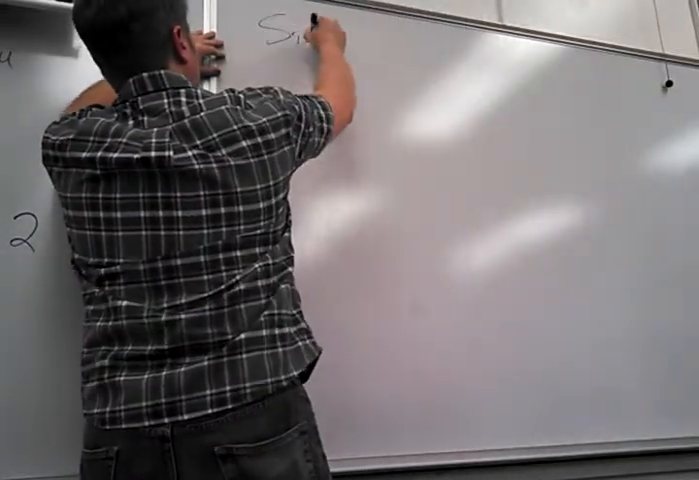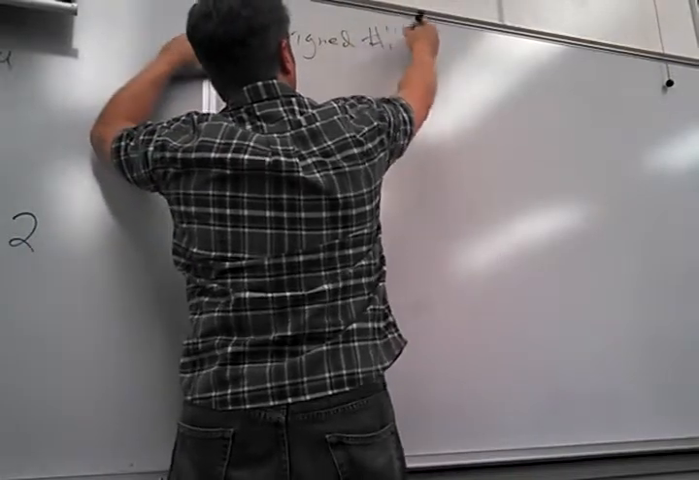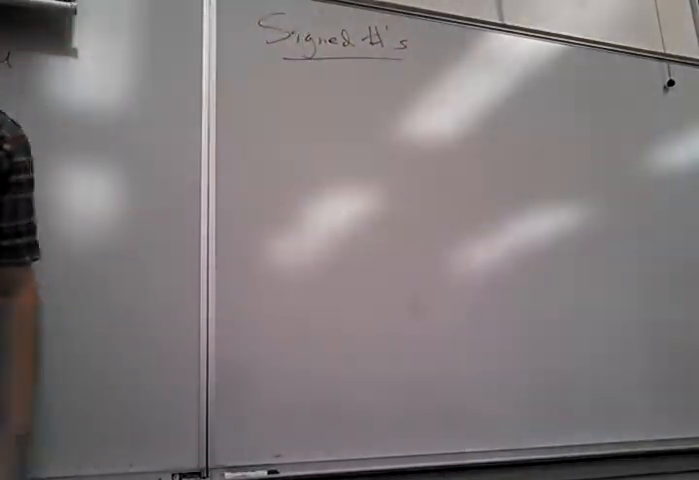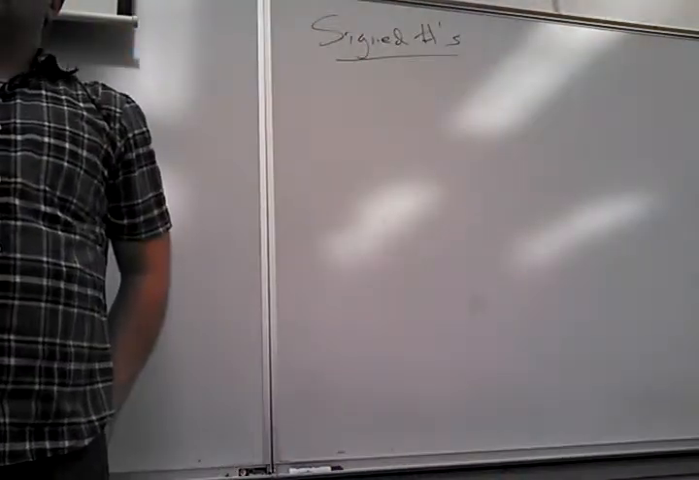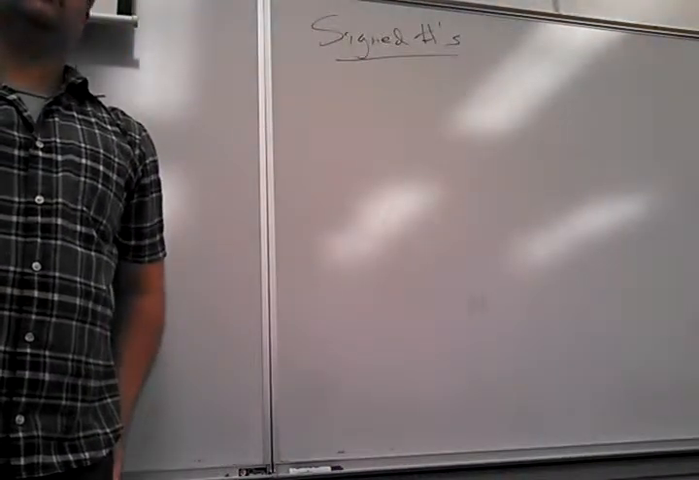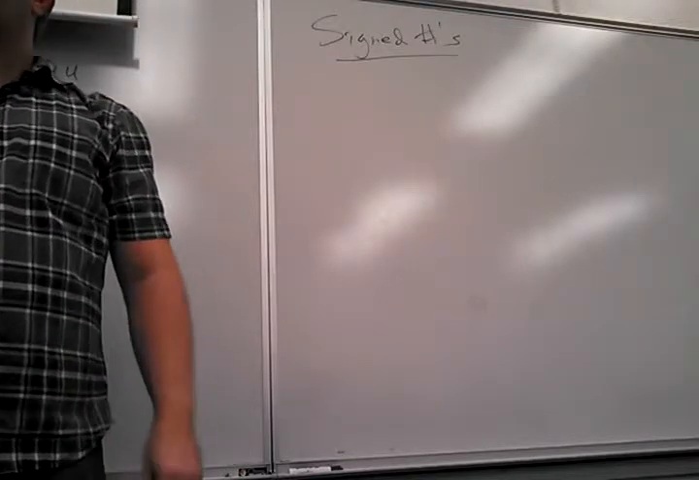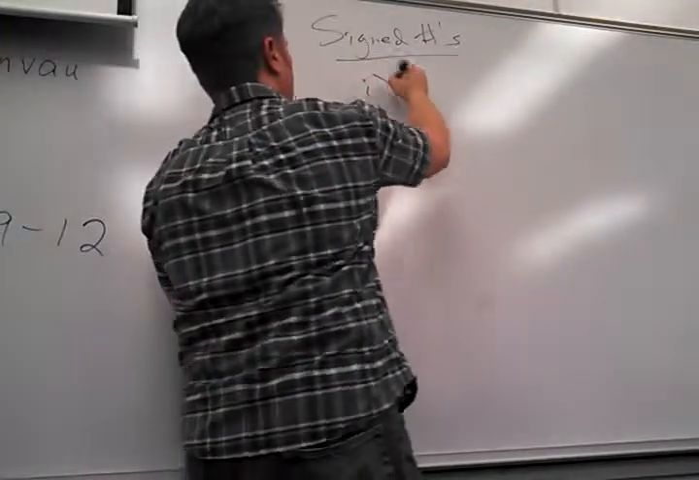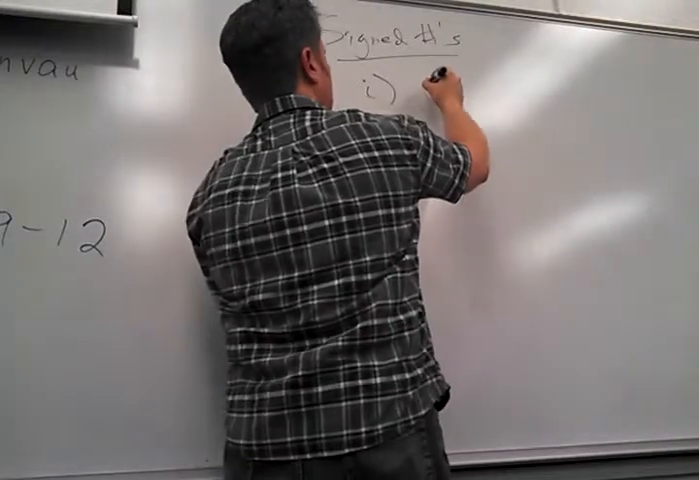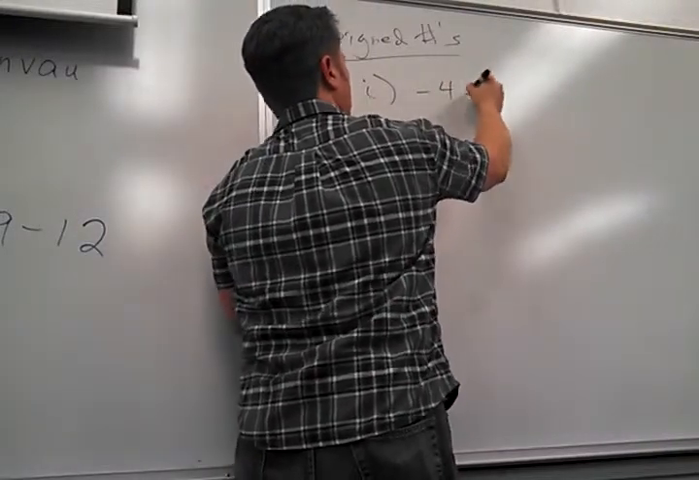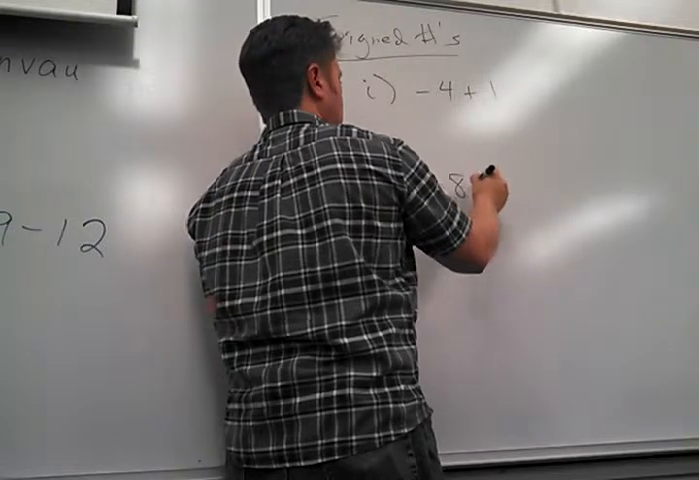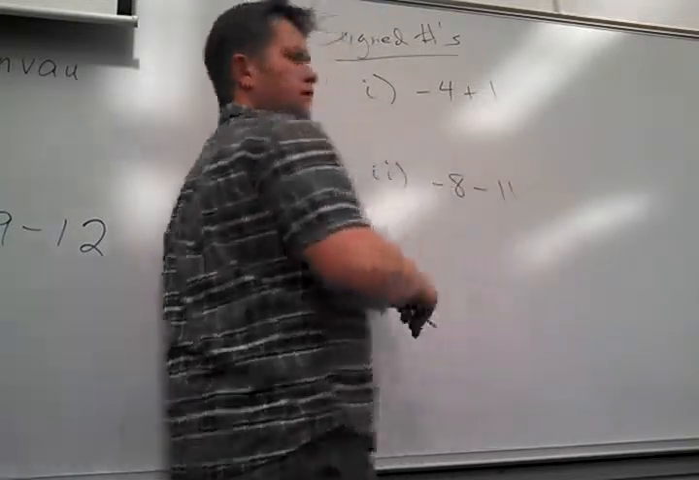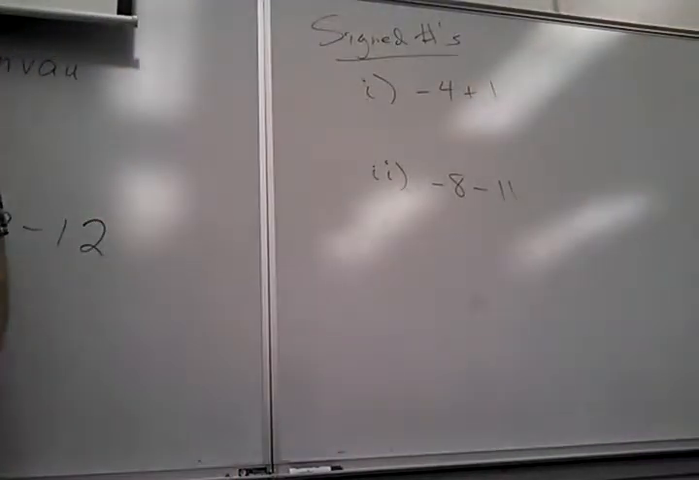So now let's get into signed numbers. That's another way of saying integers and how they act with each other. I already gave you part of a rule that will help you through this kind of thing. Let me write a couple of problems up here. I could have negative 4 plus 1, or I could have negative 8 minus 11. There's one fundamental difference between those two problems.